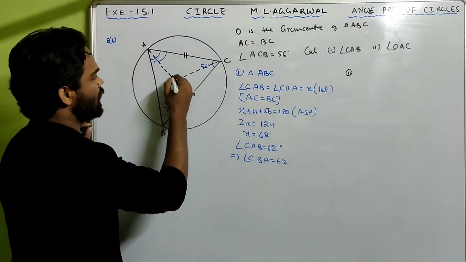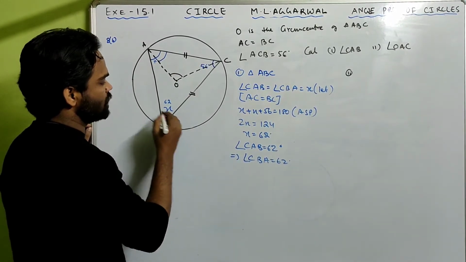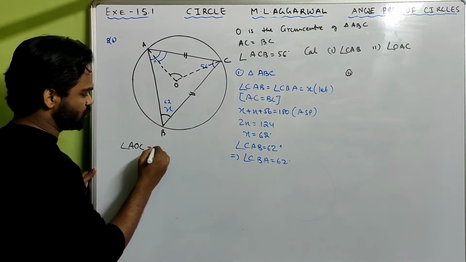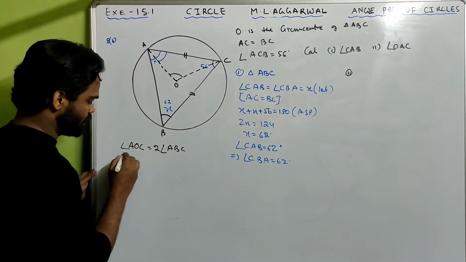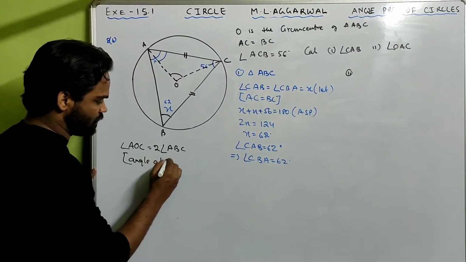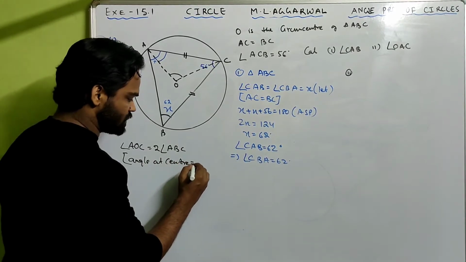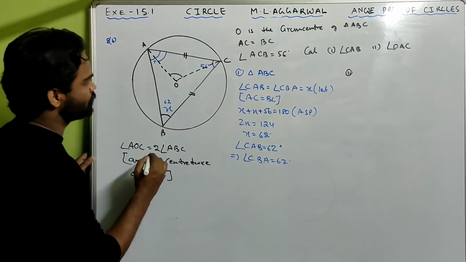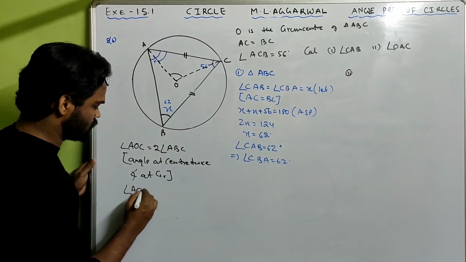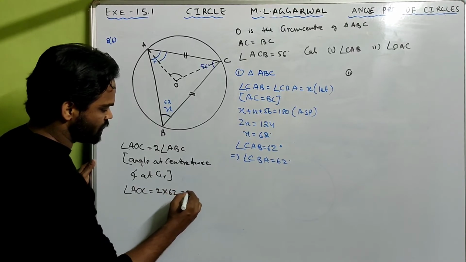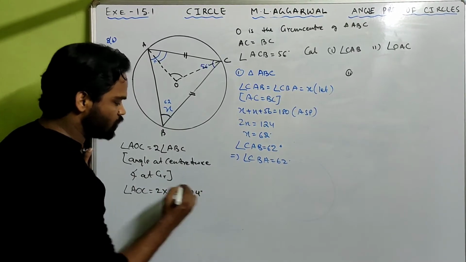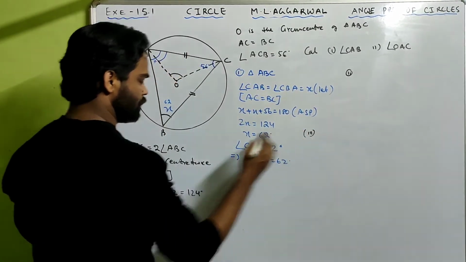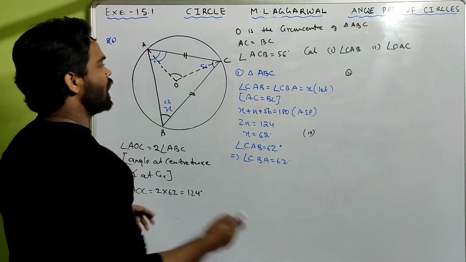Okay, now look, angle at the center will be twice the angle at circumference. Angle AOC will be twice angle ABC. Angle at center is twice angle at circumference, isn't it? So angle AOC will be twice of 62, that's 124 degree. Done. Now just last part, just look at triangle AOC.